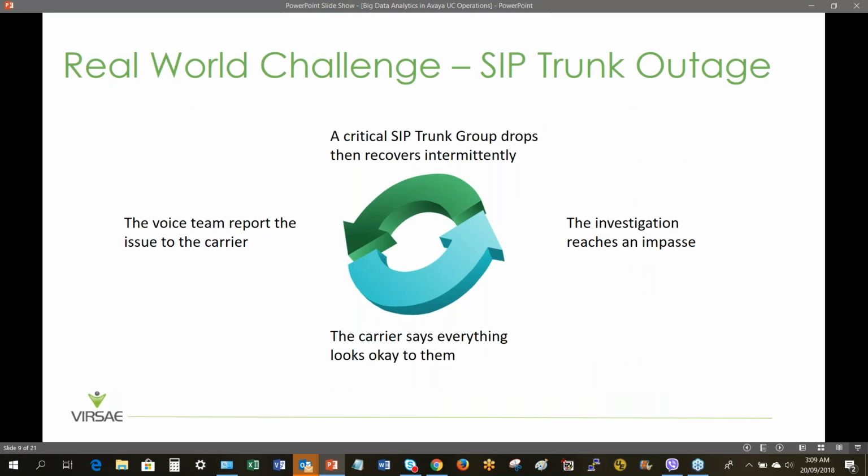The second example I wanted to touch on was the SIP trunk outage. So same sort of thing. We're looking at these three examples as a root cause analysis, so we're looking at this post problem. Same thing, the SIP trunk group has gone down. That's reported through. The carrier, in this case, is saying everything looks okay to them. And again, the investigation reaches an impasse. No one's able to completely determine where the problem has occurred.